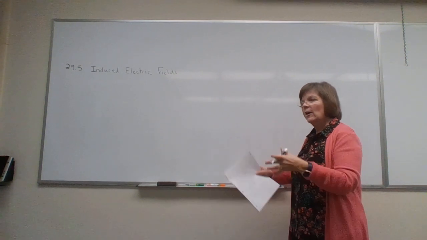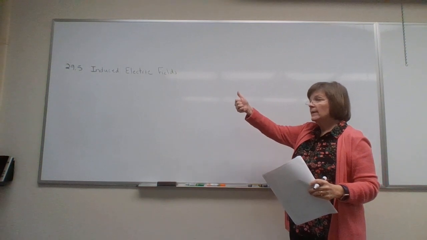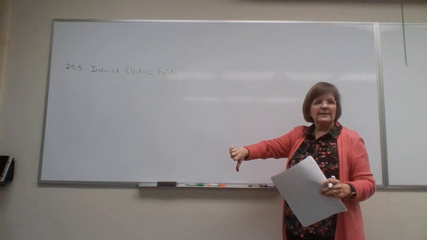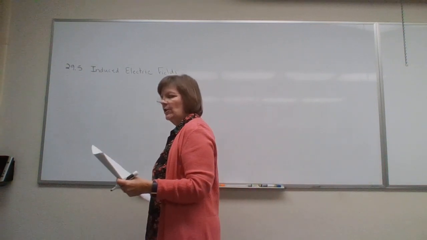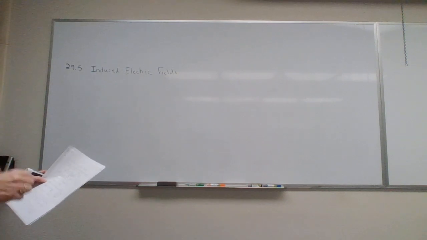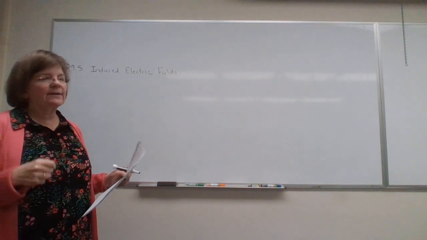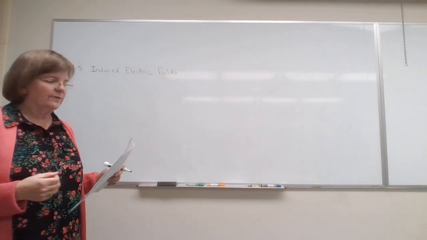If the flux is up and it's increasing, so that there's flux going up and you're getting more and more of it, then you induce a magnetic field that points down. You get an induced magnetic field that opposes any change in the pre-existing magnetic field or the flux through a loop. Well, it turns out that anytime you have a changing magnetic field, you're also going to induce an electric field.